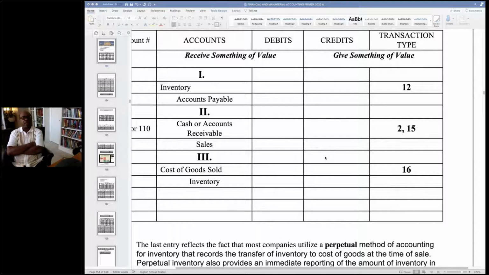Just make them cash sales, okay? I got cash, accounts receivable. Just say cash.